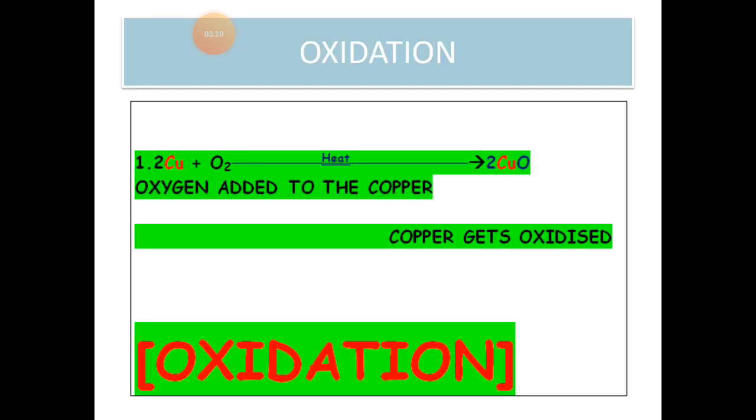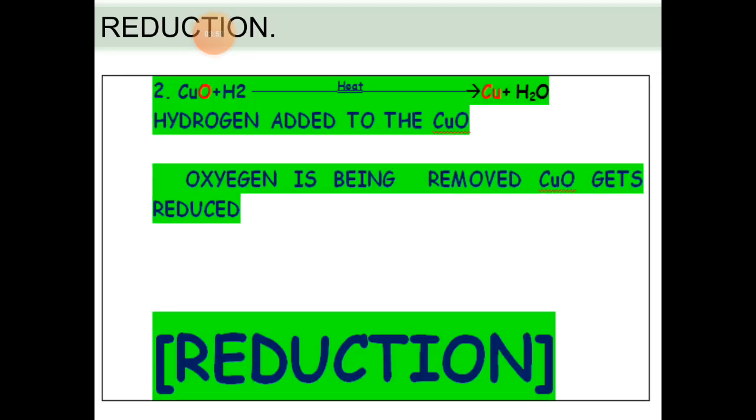Let's take an example. When copper is heated in the presence of oxygen, copper oxide is formed. So in this case, we see that oxygen is added to copper. Whenever oxygen is added to a particular substance, we call that reaction an oxidation reaction. So in this case, copper is getting oxidized. When we add oxygen to the copper, copper gets oxidized, and this is an oxidation reaction.